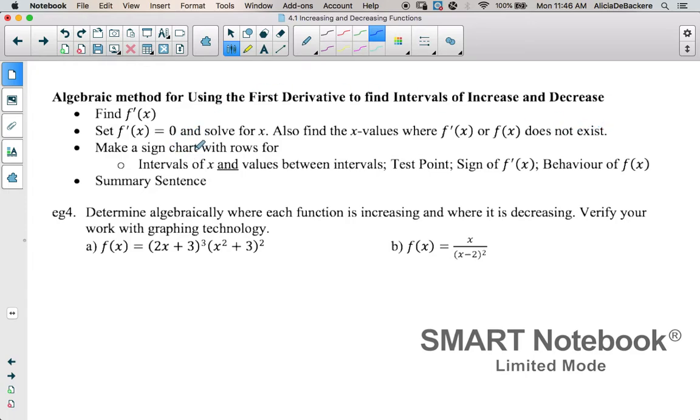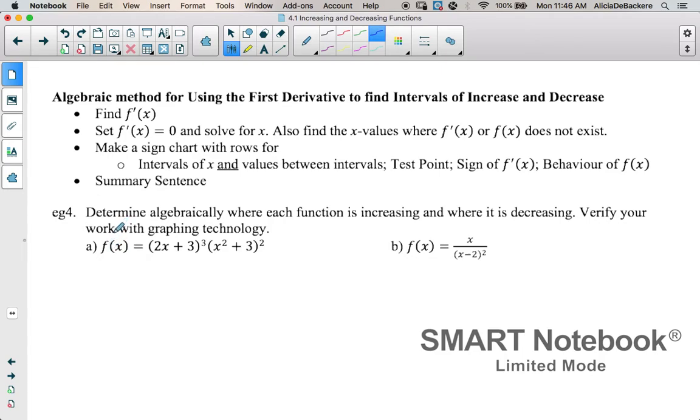Then we're going to make a chart with columns including all of these x values that we just found, and for all of those x value intervals. And then down the left-hand side, we'll have a row for test point, the sign of the derivative, and what's happening on the original function. And then, of course, we'll write a summary sentence where we talk about what we figured out.